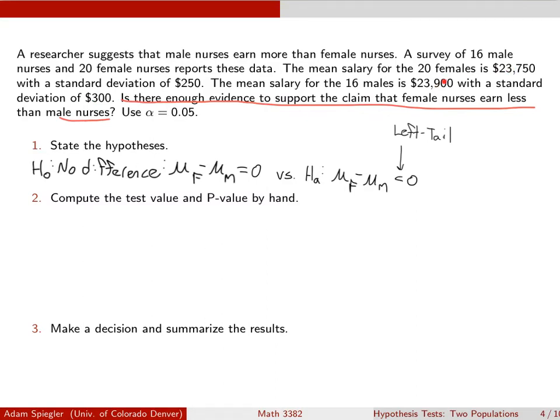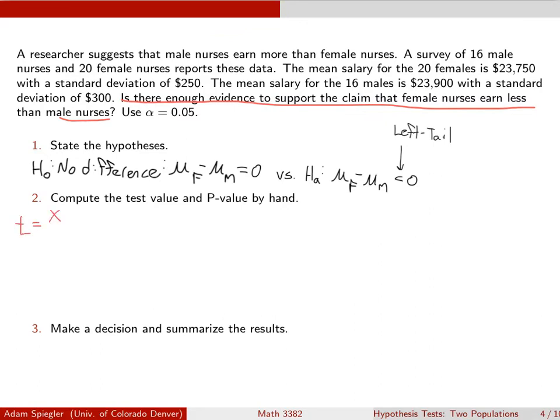So the real question is, is this difference that we observed from our two samples big or is it small? So I can see that it's actually a $150 difference, but I don't know whether I can attribute that difference just to the sampling process, or maybe that difference is beyond what's reasonable to expect from the sampling process. And that's what the test value is going to measure for us. So for the test value, we're going to use the following formula for t. Okay, so recall what the formula is.